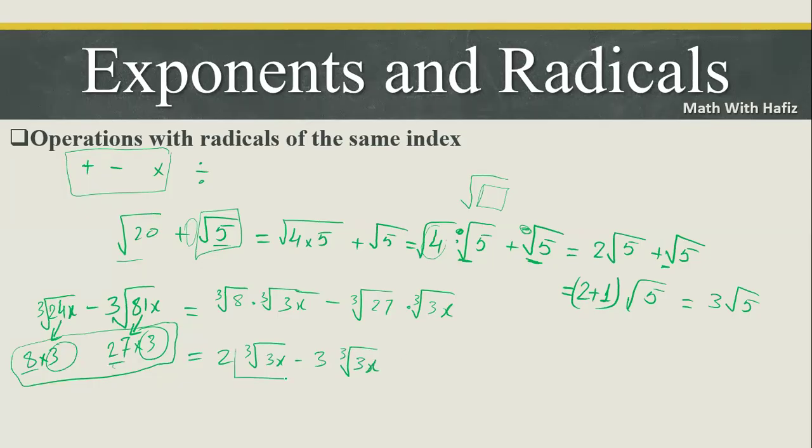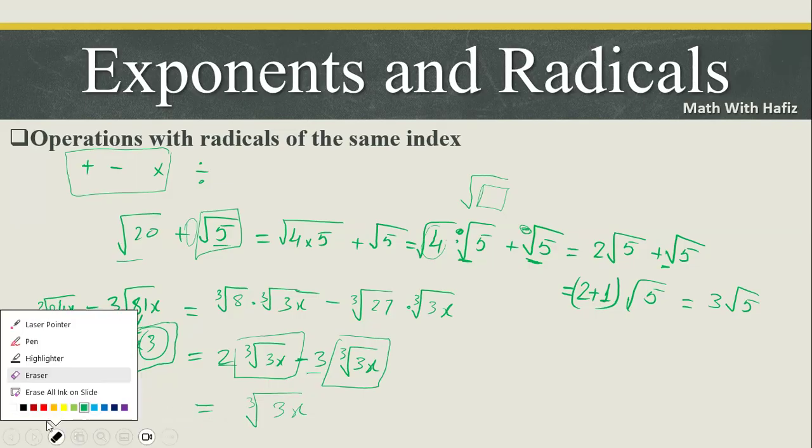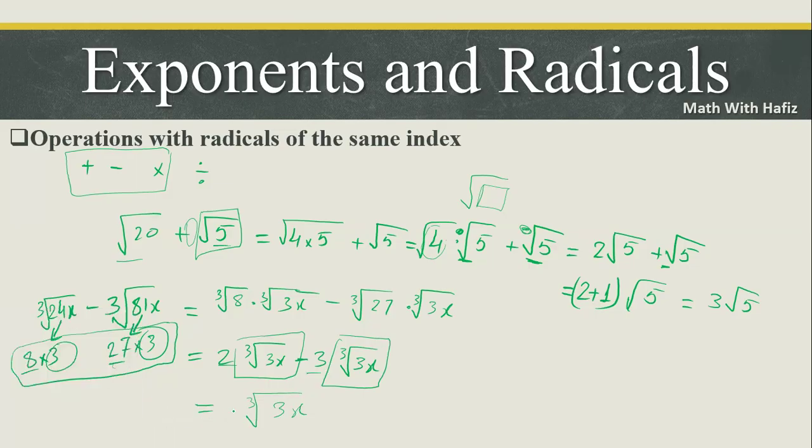Now we have the same indices. The coefficients will be added or subtracted depending on the sign in between. So here is a negative sign. 2 minus 3 is minus 1. So it will be minus cube root of 3x, and the minus is not with the cube. The minus is actually on the number itself. Hopefully it is clear to you.